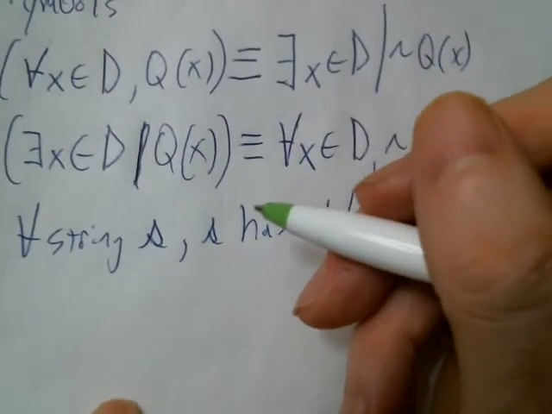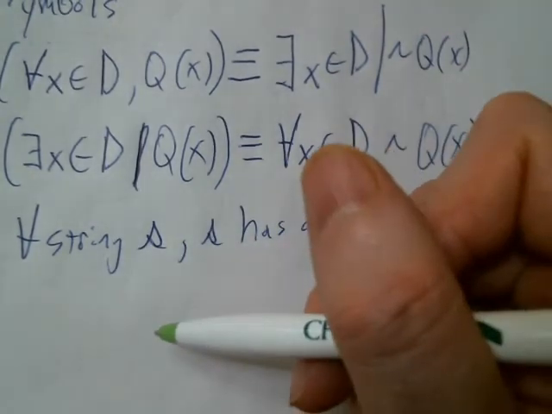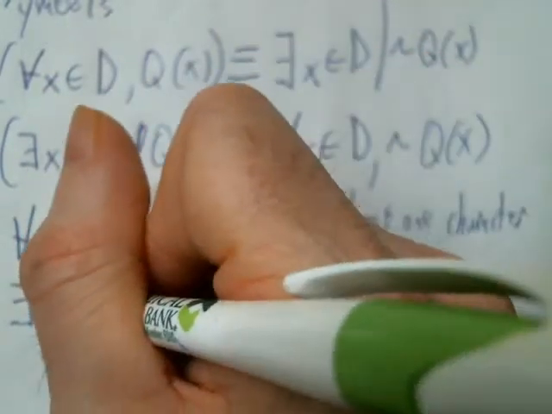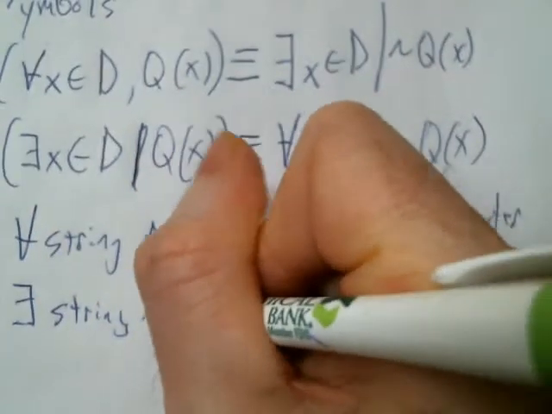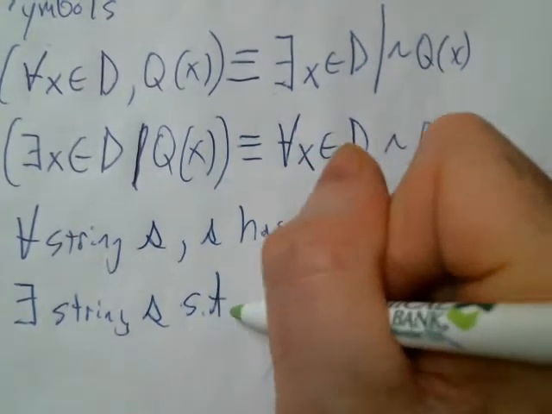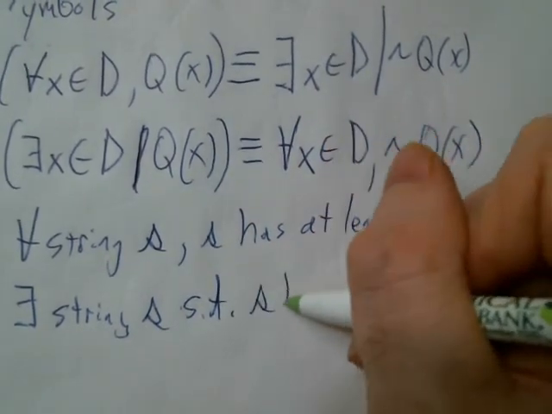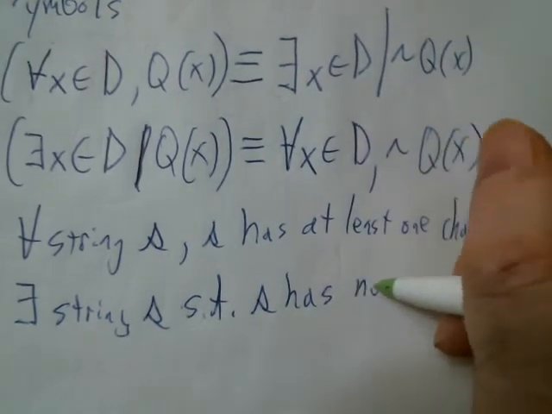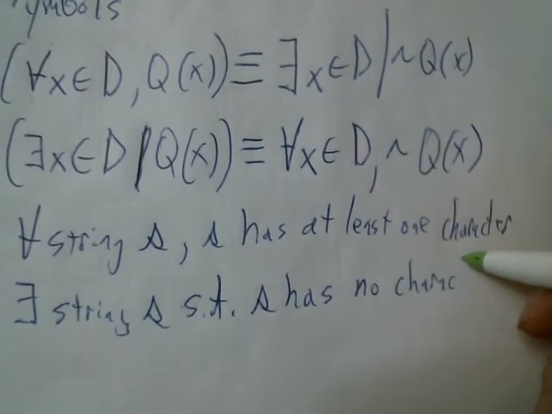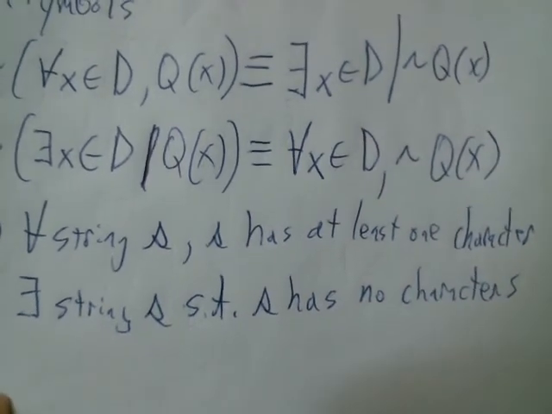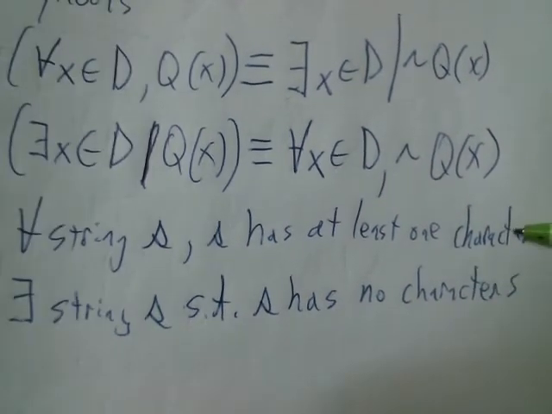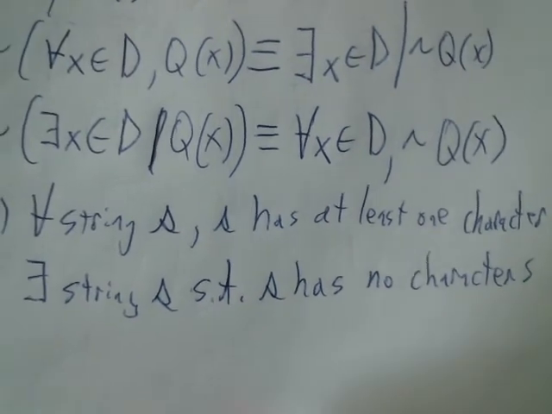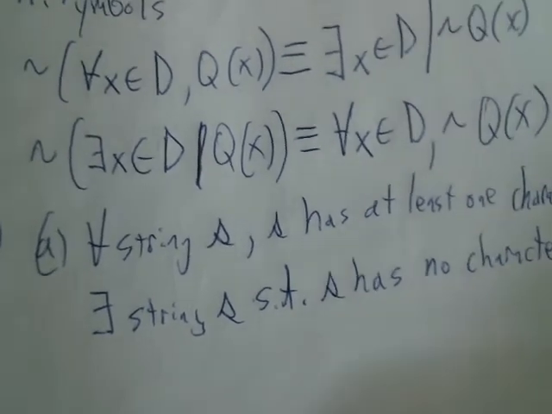Okay, so I need to negate this statement. So I'll say there exists a string S such that S has no characters. And one thing about these negations, if the original is true and you negate it, this statement will be false. Okay. Let's look at another one.